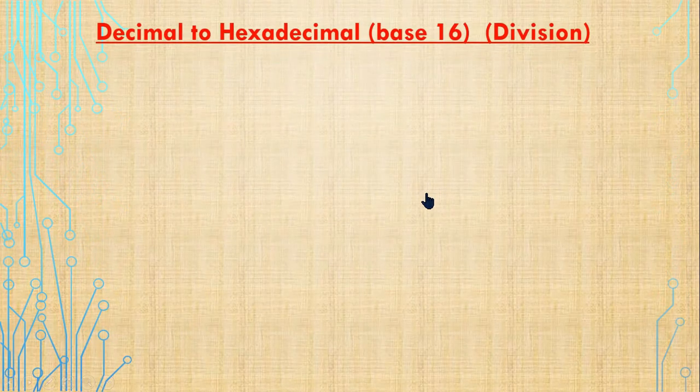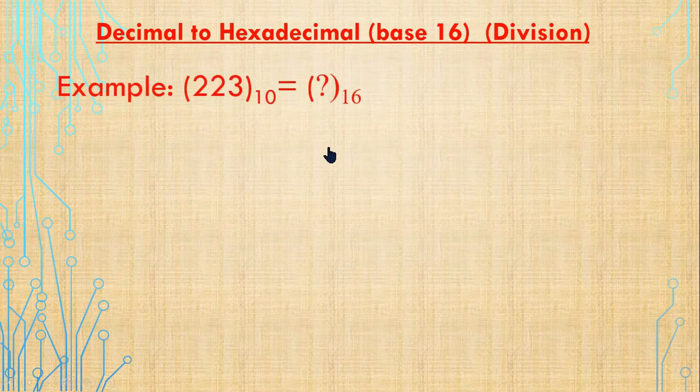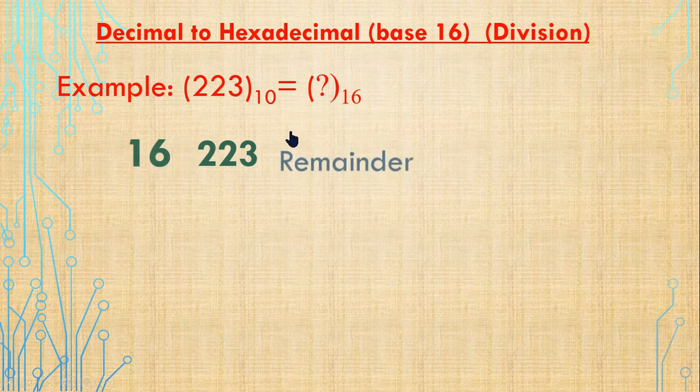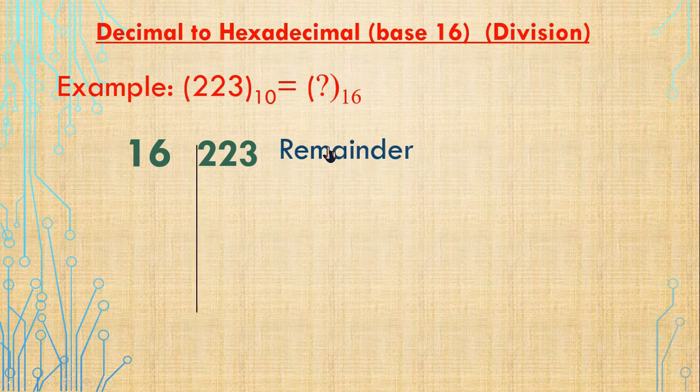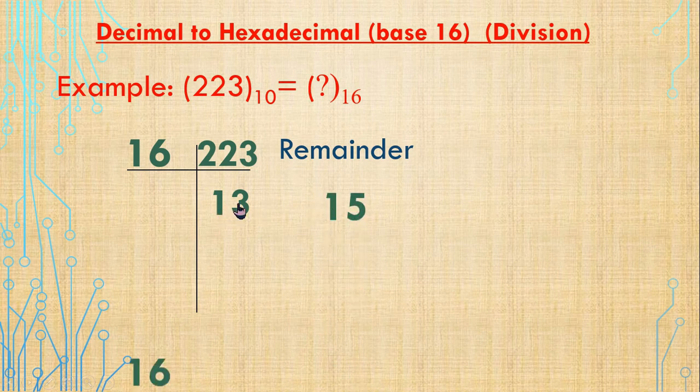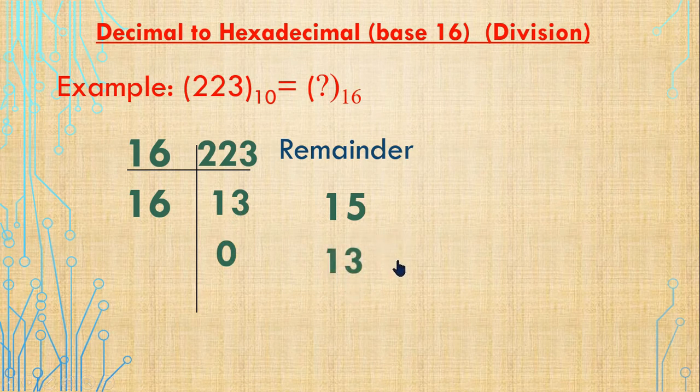Now from decimal to hexadecimal, we do the same thing, but now we are dividing by 16. Now let's take, for example, we have 223 base 10. We want to convert this to base 16, meaning we need to divide by 16, and then we write the remainder over here. Now as we are dividing, we have 13, remainder 15, and 13 divided by 16, we have 0, remainder 13. Now we read our results from bottom to top as usual.